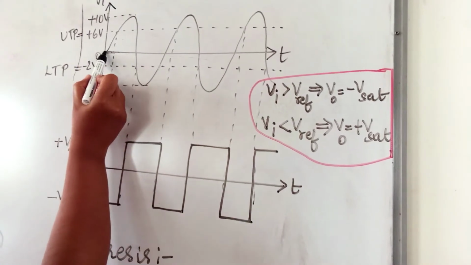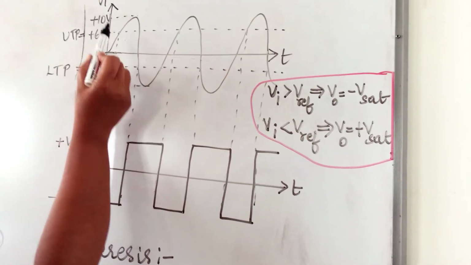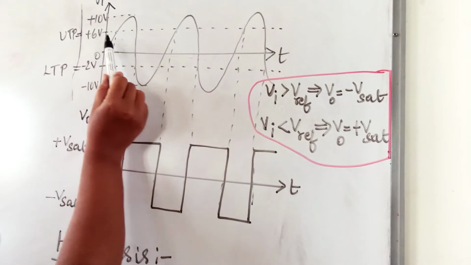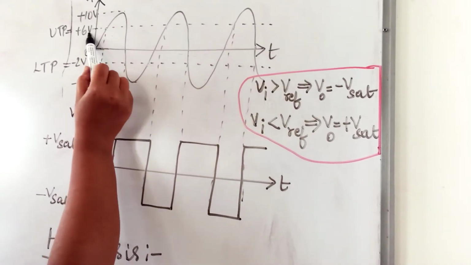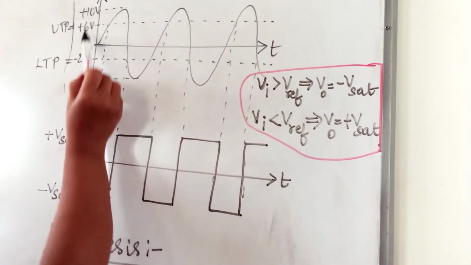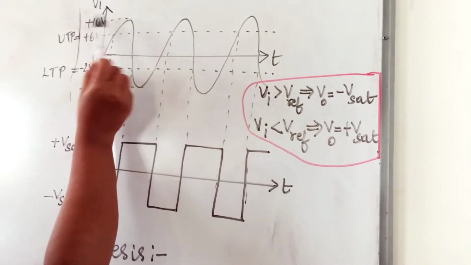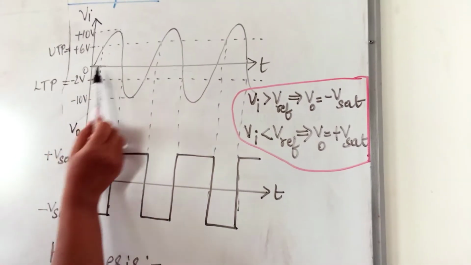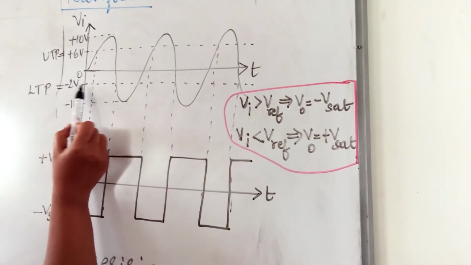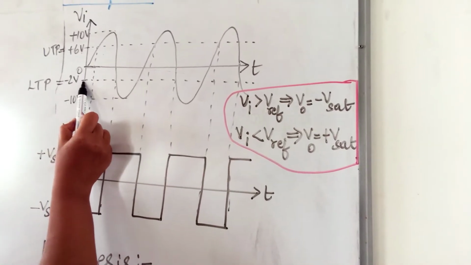So from 0 above plus 6. Okay, so if UTP is plus 6, the input should be greater than plus 6 to apply. So I have assumed the positive peak as plus 12. And LTP is minus 2.